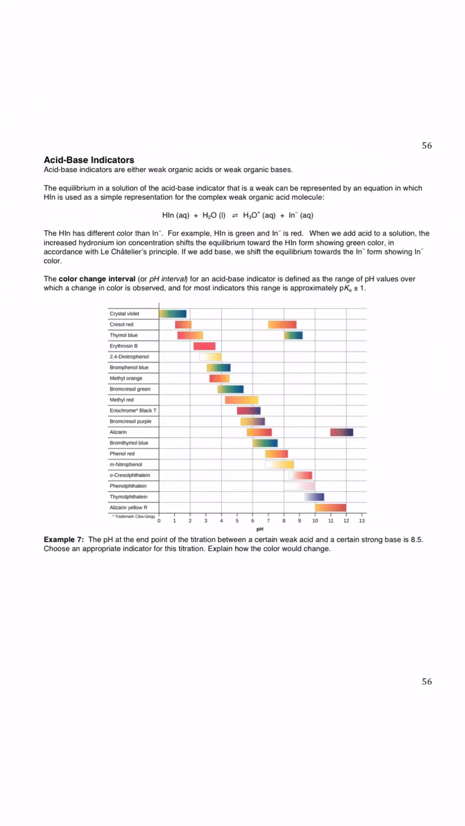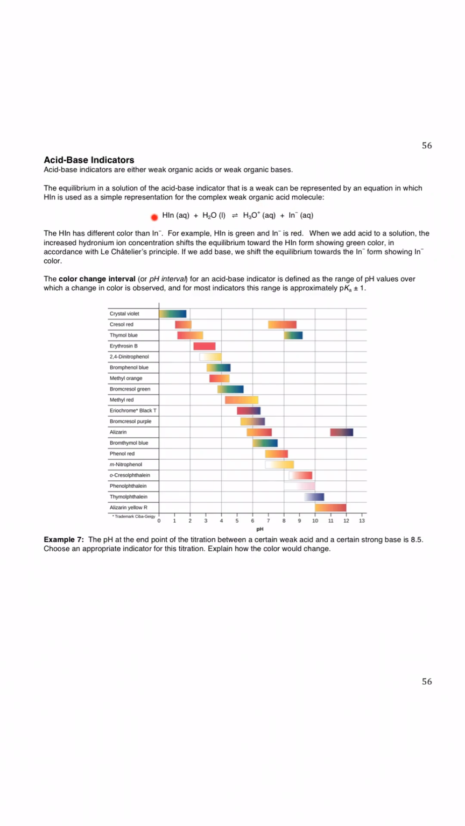The last section of this chapter is acid-base indicator. Acid-base indicators are either weak organic acids or weak organic bases. This indicator in water will ionize. For example, if you have an indicator that is made of a complex weak organic acid molecule, as indicated here, when it's dissolved in water, it will react with water to produce hydronium ion and its conjugate base.